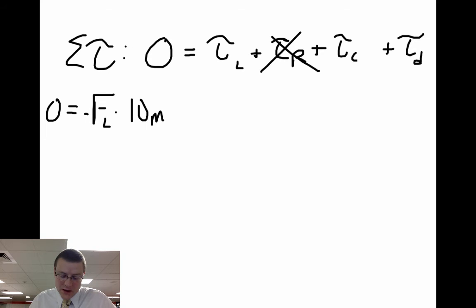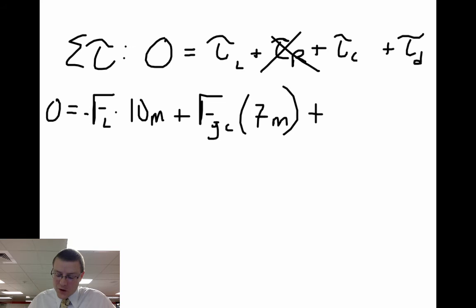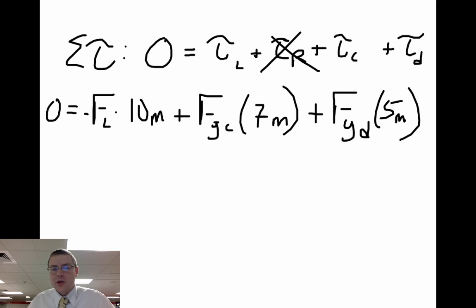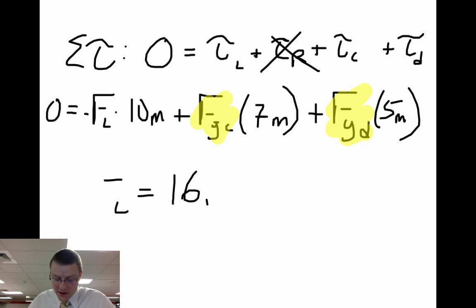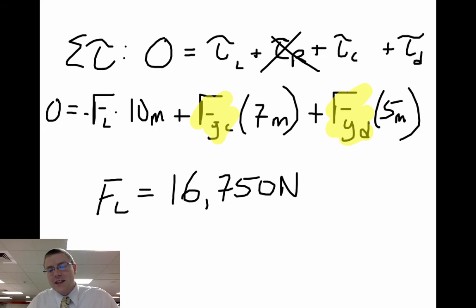So that means I need the force of the car times 7 meters, and I need the force of the bridge deck times 5 meters. So if I set this up and I look to see what I'm solving for, I have the weight of the car and the weight of the deck, and I have their distances now. So go ahead and solve for the force in the left pillar. What you should get is that the force in the left pillar is 16,750. So of that 32,500 newtons of force down, the force in the left pillar is taking 16,750 newtons of that total force.